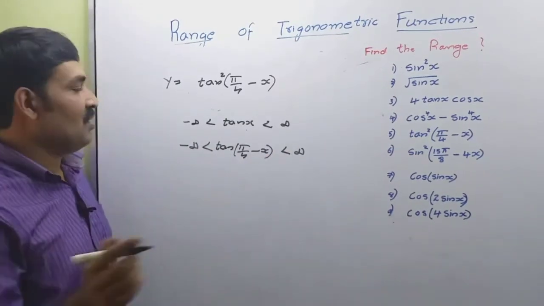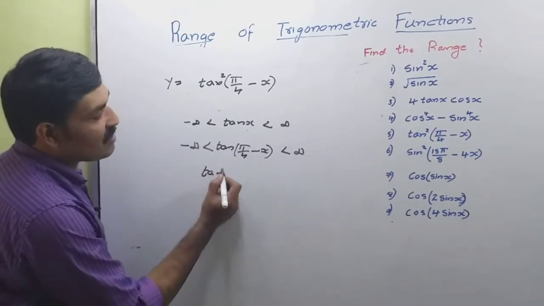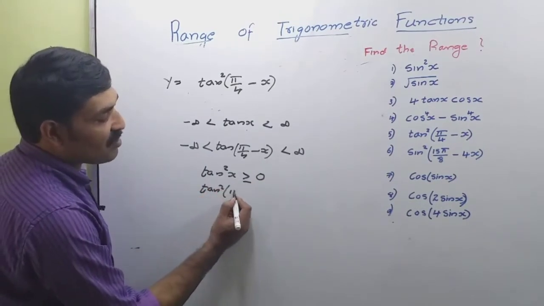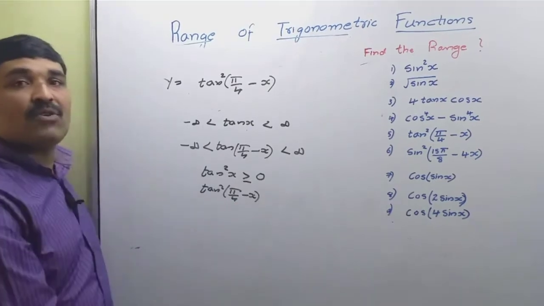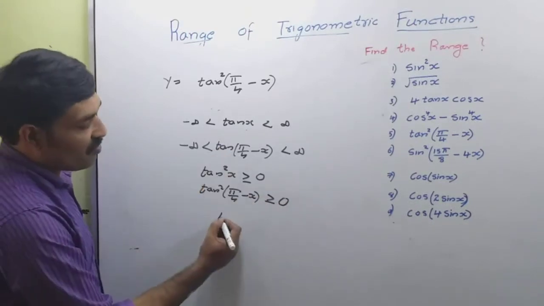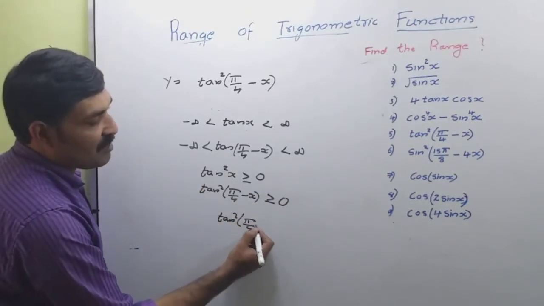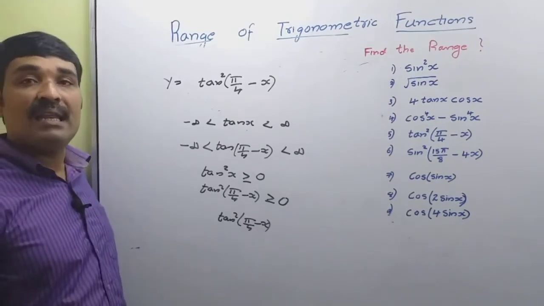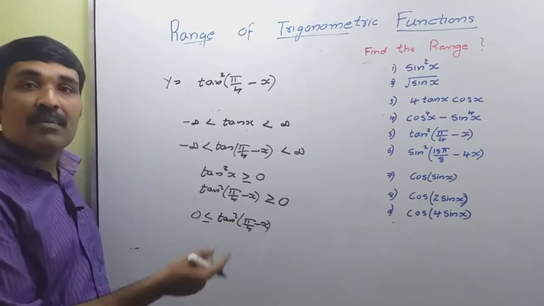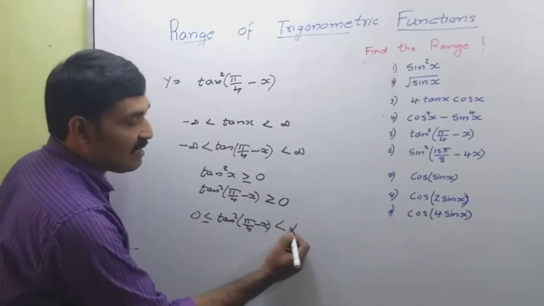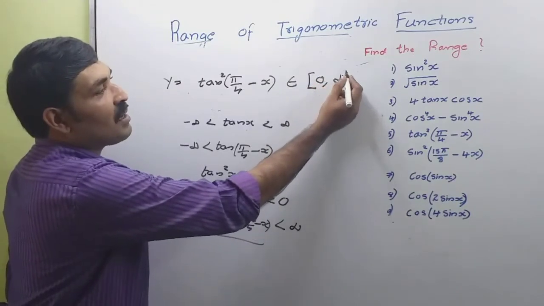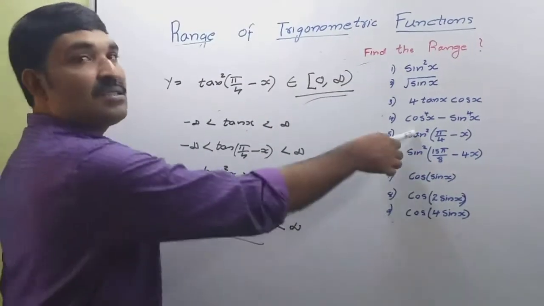Now squaring, tan²x is always greater than or equal to 0. Similarly, tan²(π/4 − x) is a positive quantity, always greater than or equal to 0. So the range of tan²(π/4 − x) is between 0 and infinity, where 0 is included. When x = π/4, tan²(π/4 − x) is equal to 0, and this is less than infinity. So the function belongs to the interval [0, ∞). That is the range of this function.